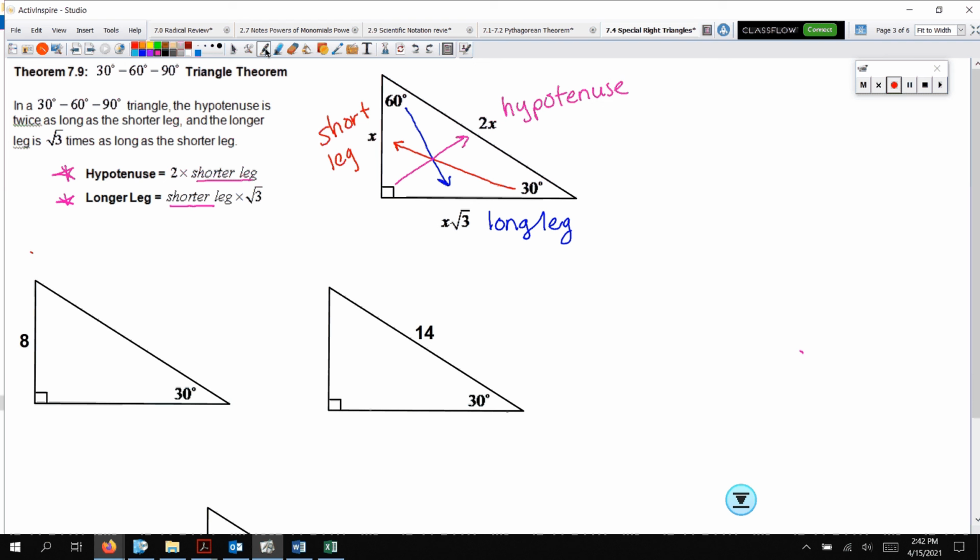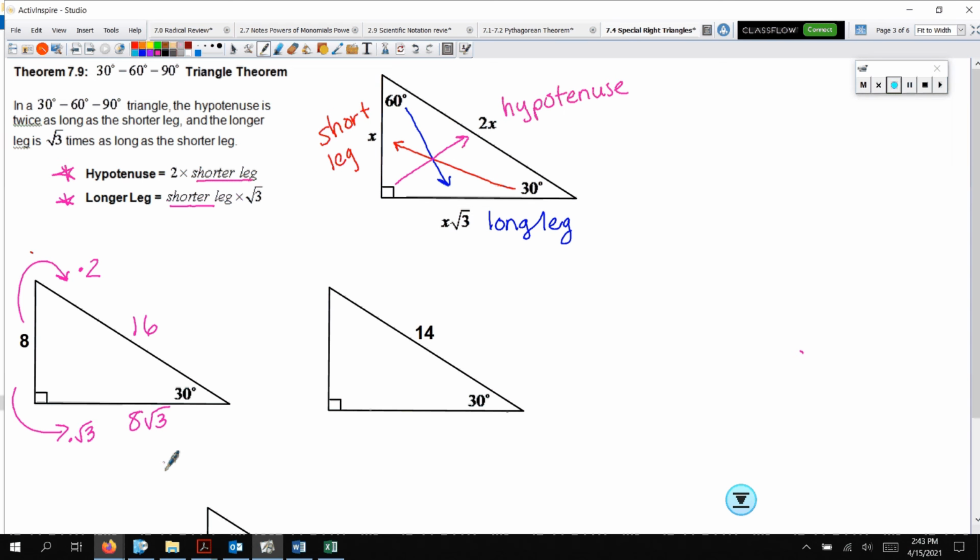This 8 is the short leg, right? This is the short leg. So go to our definition. The hypotenuse is 2 times the short leg. That means to find the hypotenuse, we multiply by 2. 2 times 8 is 16. To find the long leg, we multiply by root 3. So that gives us 8 root 3 for the long leg. It's nice when you have the short leg, trust me, okay?